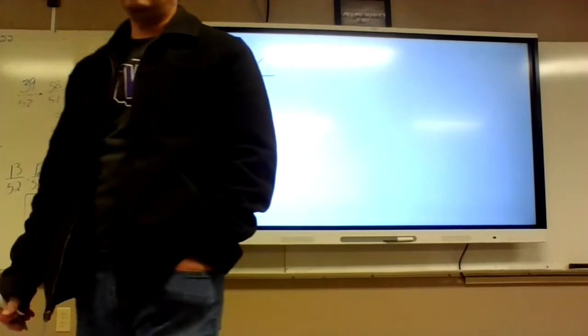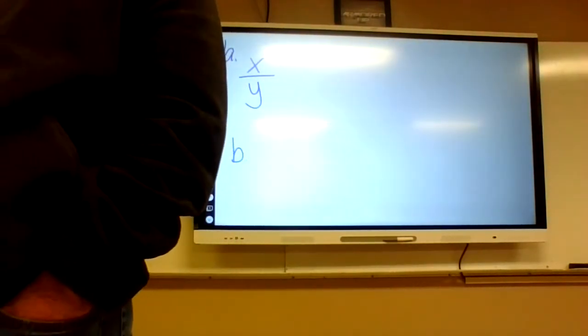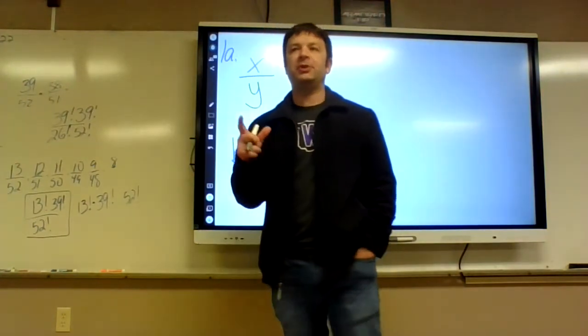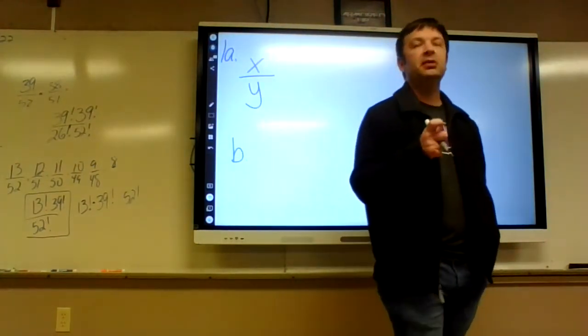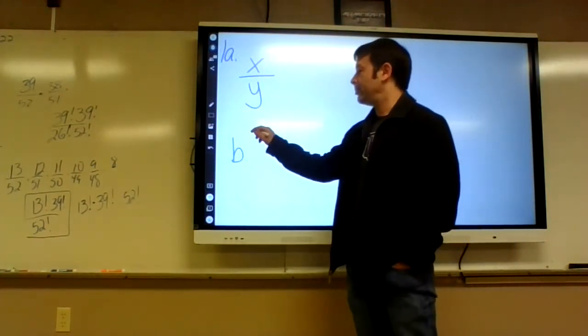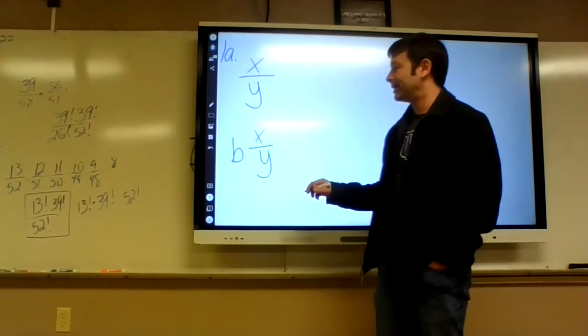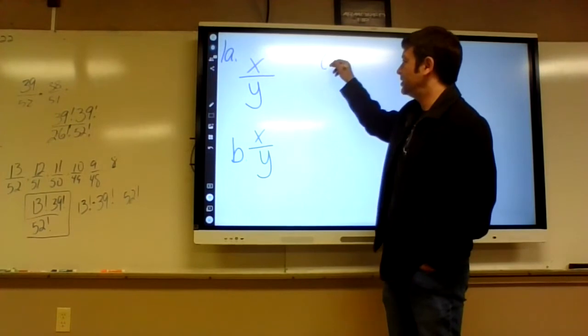B, the perimeter of triangle ABC to the perimeter of triangle DEF. So what's the ratio of the perimeters between those two triangles going to be? X to Y. Remember, perimeters are also one-dimensional measurements. They're basically a length, just like any other length.